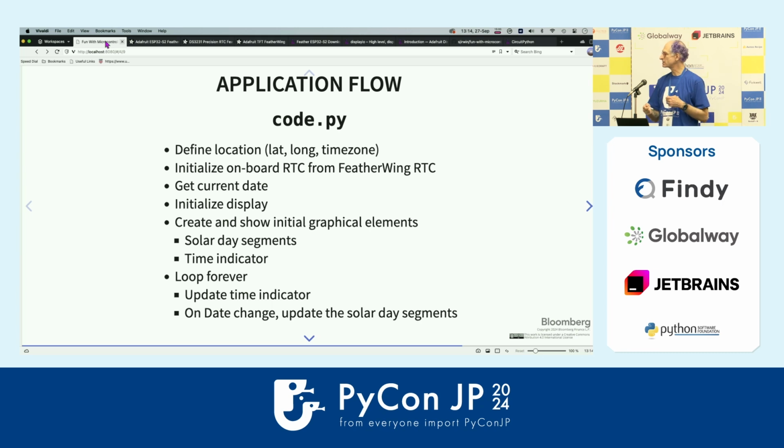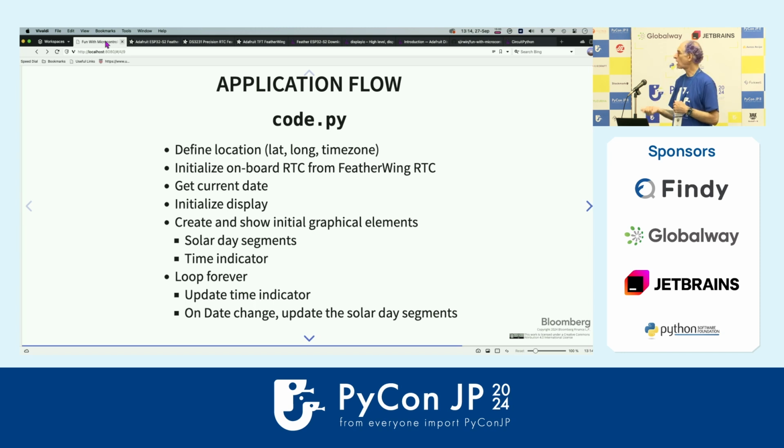CircuitPython, to keep things beginner friendly, just picks up and executes your code when you load it onto the device. It recognizes a couple of different Python files, one of which is code.py. And so all of the implementation is in code.py plus some loaded modules. In that application, we define where we are in the world in terms of our latitude, longitude, and time zone. We then initialize the board's real-time clock from the external real-time clock.